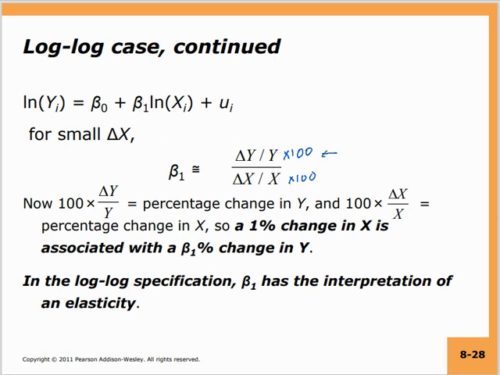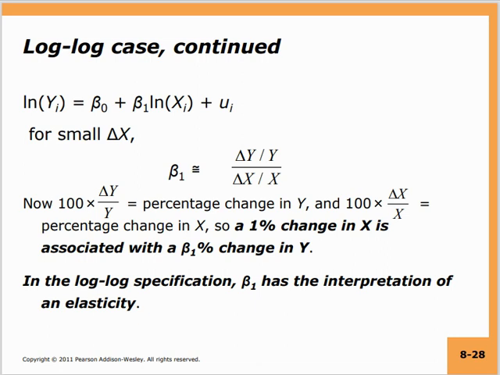Then this is basically percentage change in y in your numerator, and in your denominator you have percentage change in x. So very nicely your beta 1 can be interpreted as the percentage change in y divided by the percentage change in x. And in economics, this interpretation is very useful, because percentage change in the dependent variable divided by the percentage change in the independent variable is also known as the elasticity.